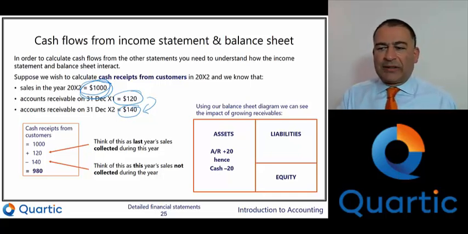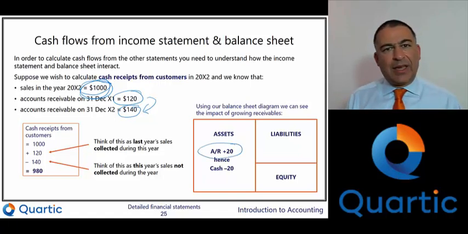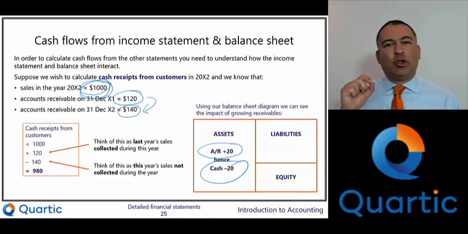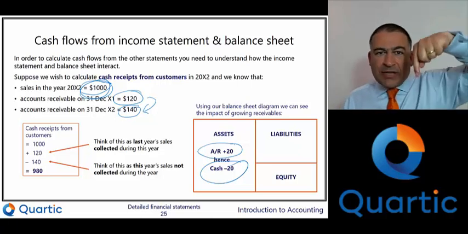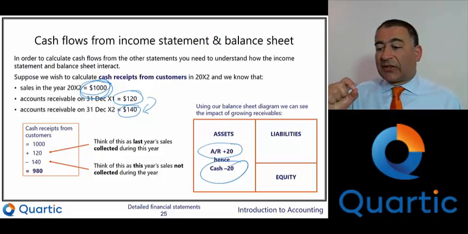Now, there's a big shortcut here, and that's by using the balance sheet diagram. On the balance sheet diagram, you can see accounts receivable have gone up by 20, therefore cash has to go down by 20. They're both under assets, the balance sheet needs to balance, and therefore the adjustment for accounts receivable, they must move in the opposite direction. Receivables down, cash up, or in this case receivables up, cash down. They must move in opposite directions.